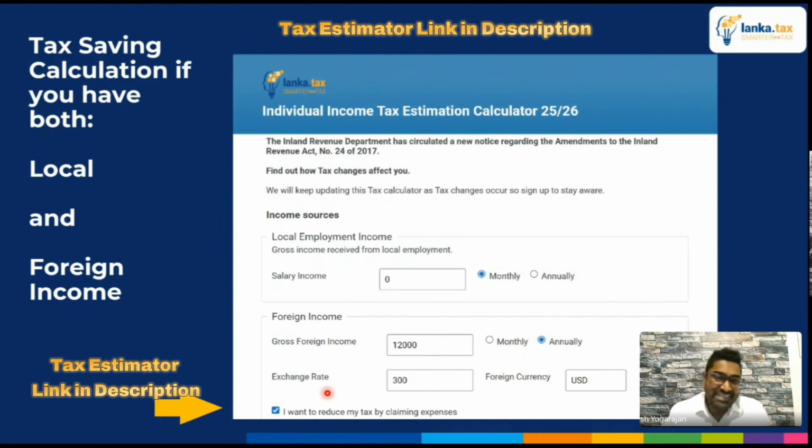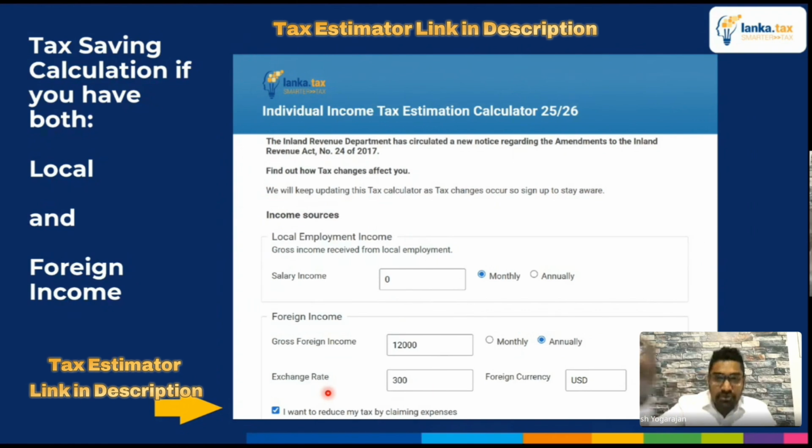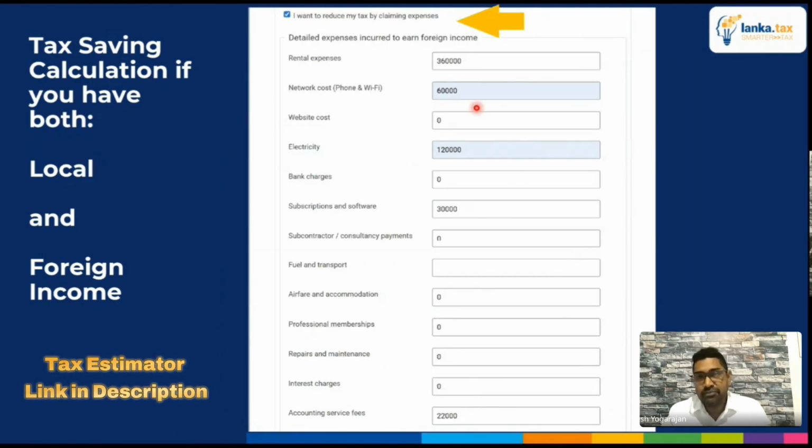And then you've got to remember that you want to claim your expenses. So we force you, please pay attention. Doing taxes is a serious thing. So think, I want to reduce my tax by claiming expenses. And then we give you a full list which appears like magic. You have rental expenses, network costs, so your phone, Wi-Fi, your electricity bill, and 120,000 a year. Please mind you, these are annual expenses. We thought it would be rather silly to ask you to put annual or monthly to give you that much flexibility, because that's many more buttons to press.